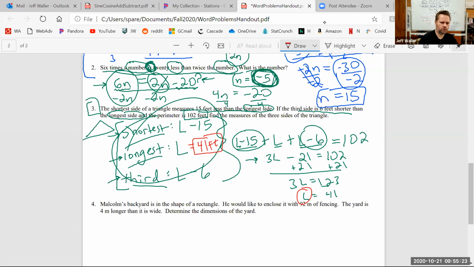which means the shortest side will be 41 minus 15, which is 26 feet. And then the third side is the longest side, 41 minus 6, which is 35 feet. And then to check it, 26 plus 41 is 67 plus 35 is 102, which is what it's supposed to be. Thank your favorite deity.